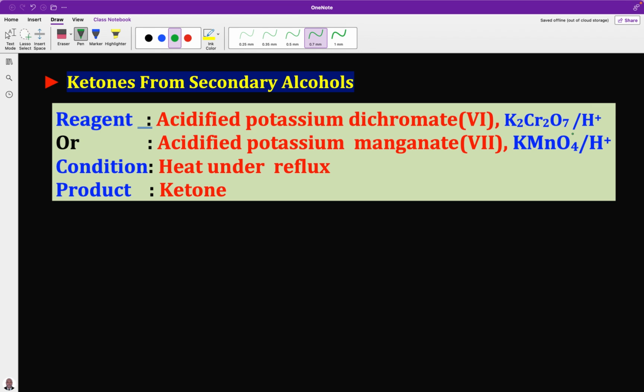Heating a secondary alcohol with acidified potassium dichromate 6 or acidified potassium manganate 7 solution under reflux will oxidize the secondary alcohol to a ketone. Our example here is propan-2-ol, as an example of a secondary alcohol.